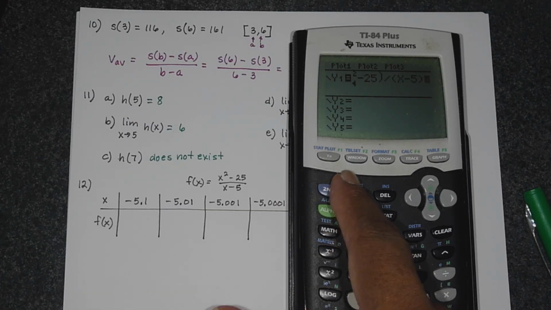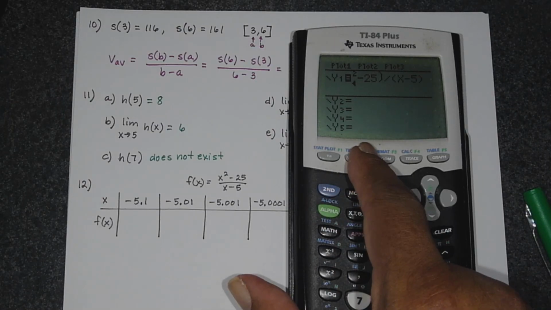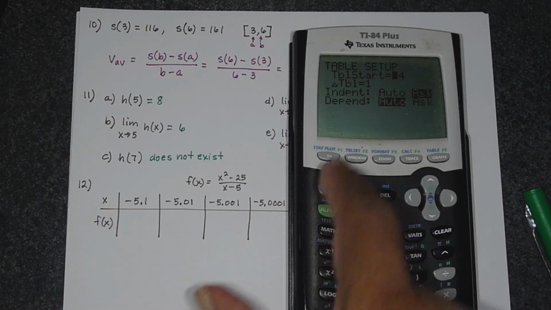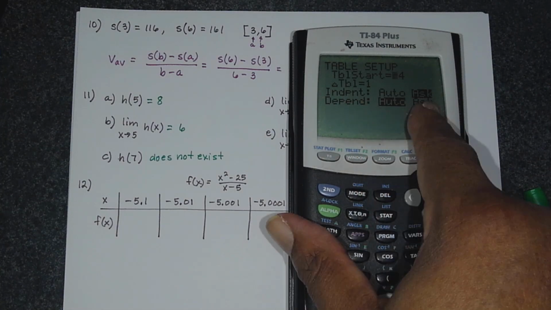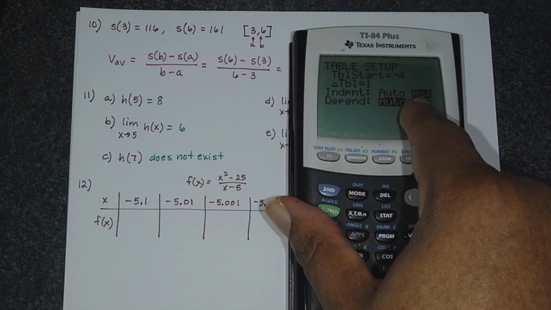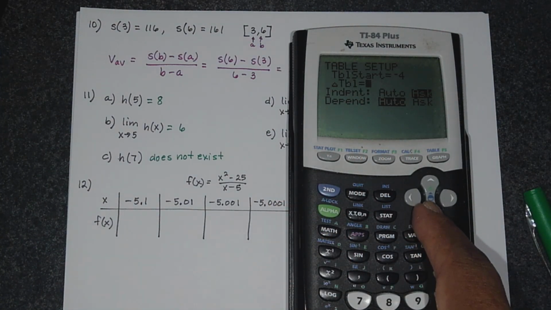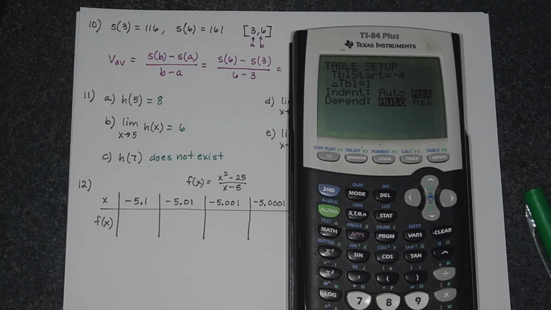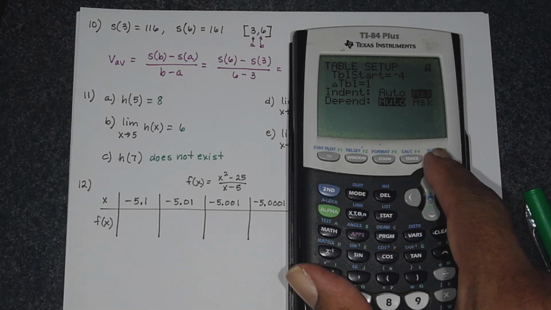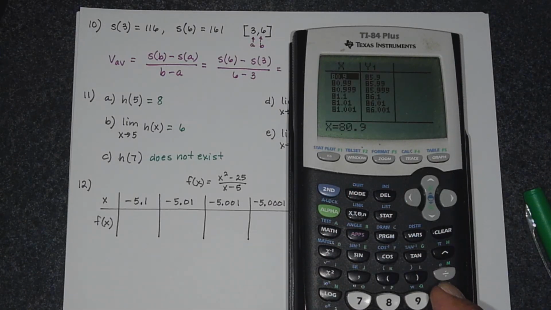Now here's what I'm going to do. I'm going to do second and then window for the table set. You want to make sure for your independent variable, ask is highlighted. If it's not, then you use your down arrow key, right arrow key to put the cursor on top of the word ask under independent and press enter. And then go to second and graph for your table.